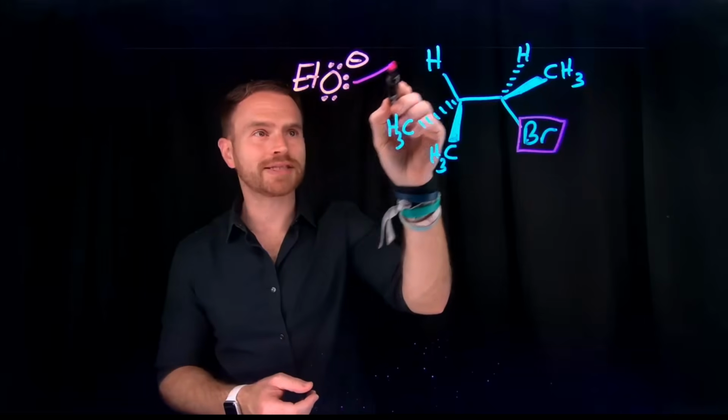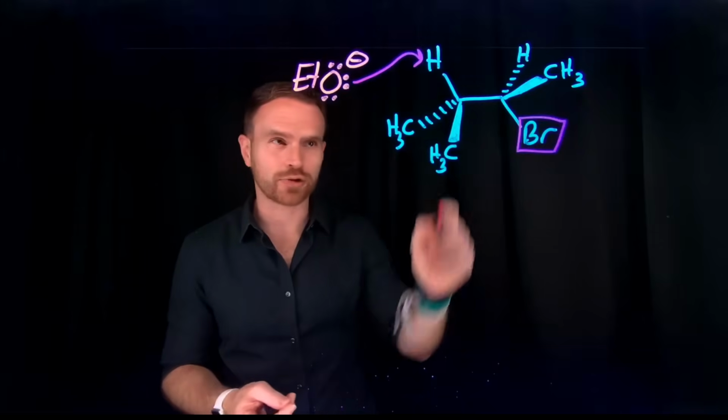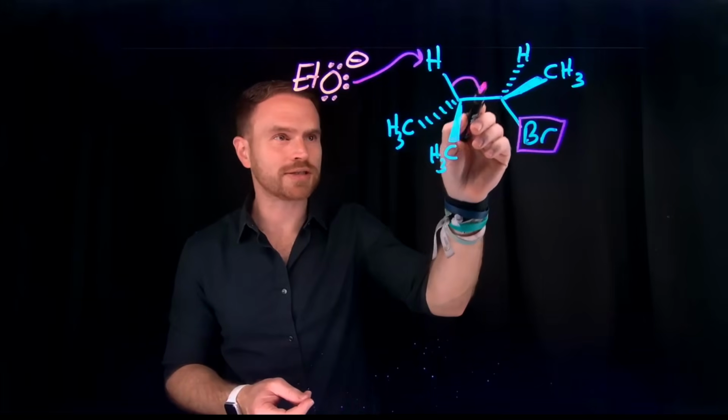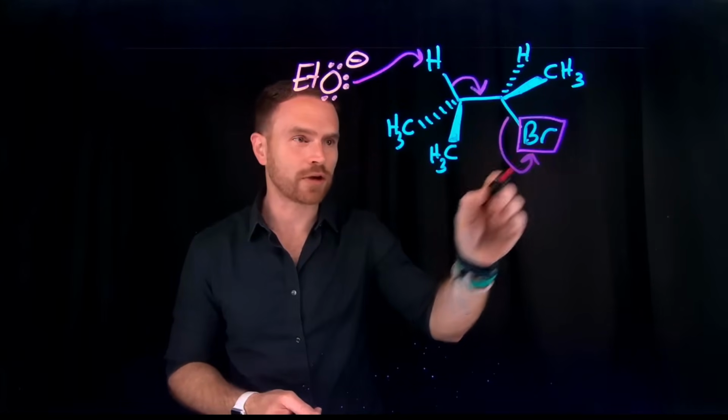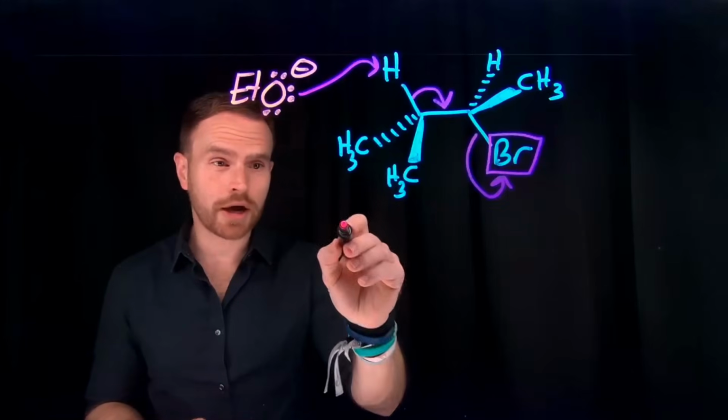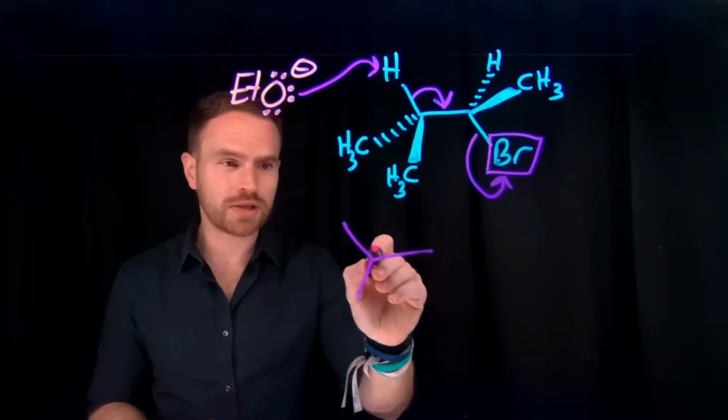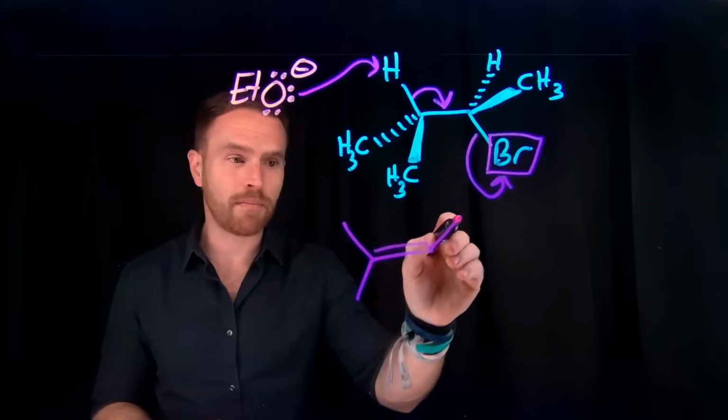So what will happen is the base will come and deprotonate this hydrogen. That will allow these electrons to come down to form our brand new alkene, and it will kick off our leaving group, or the bromide. So then the product of this transformation is going to be an alkene that is going to be more substituted.